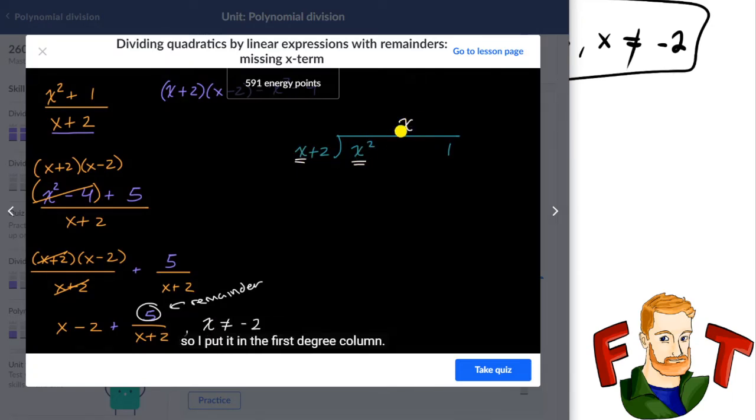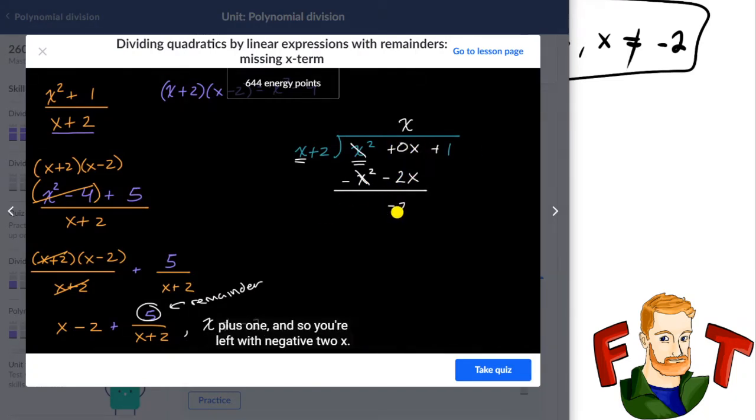That's first degree, so I put it in the first degree column. x times 2 is 2x. x times x is x squared. And now we want to subtract. And so what is this going to be equal to? We know the x squareds cancel out. And then I'm going to be subtracting 2x from, you could write this as plus 0x up here, plus 1. And so you're left with negative 2x. And then we bring down that 1, plus 1.